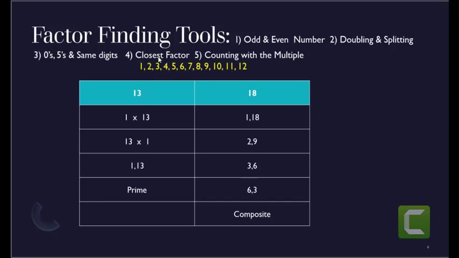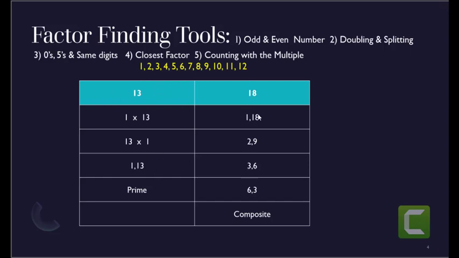And then that's when I can go to my strategy 4, which is looking for the closest factor, or counting by 3s to get there and discover that, guess what? 3 times 4 is 12 and 3 times 5 is 15. So I'm not going to land on 13. 13 is a prime number because there are no other factors.